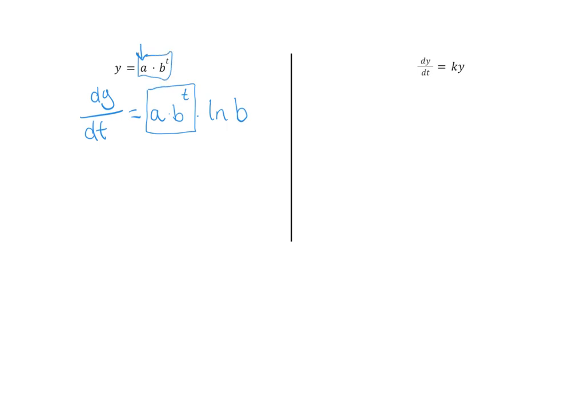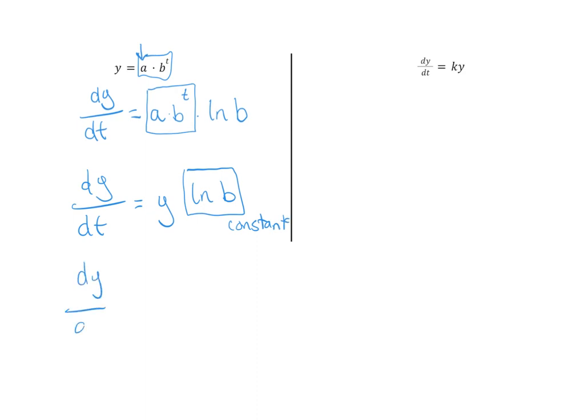y repeats. So I'm going to rewrite this as dy over dt equals, this is the same as y times the natural log of b. And now if you think natural log of b, that is a constant. So I will rewrite this as dy over dt equals a constant k times y.